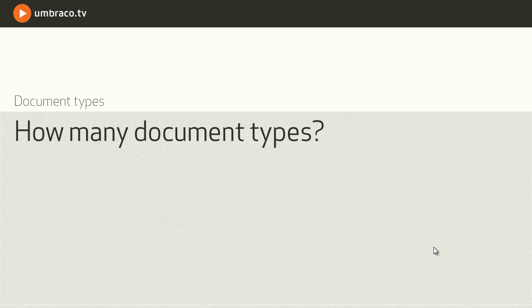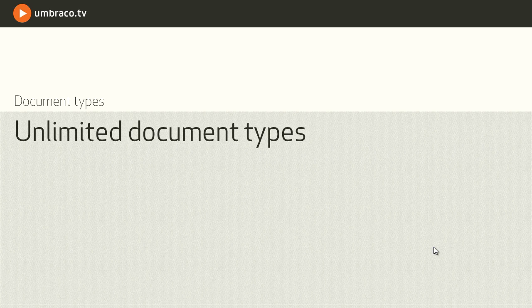So how many document types are you likely to have? Well, it really depends on your site. You might build a site with only 2 document types, or hundreds, or more. You'll need as many document types as your site needs. It really depends on what you are building. Fortunately, with Umbraco, you can have an unlimited amount of document types.